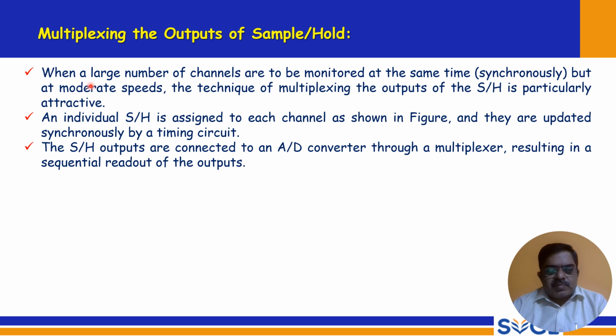Multiplexing the outputs of sample and hold. When a large number of channels are to be monitored at the same time, synchronously but at moderate speeds, the technique of multiplexing the outputs of the sample and hold is particularly attractive. An individual SH is assigned to each channel as shown in the earlier figure, and they are updated synchronously by a timing circuit. The sample and hold outputs are connected to an A to D converter through a multiplexer, resulting in a sequential readout of the outputs.